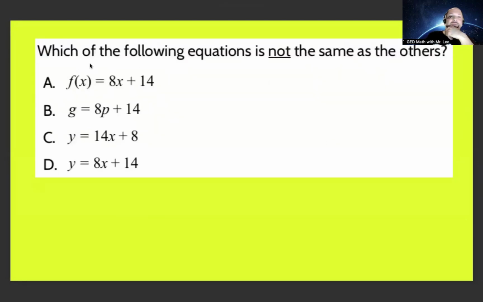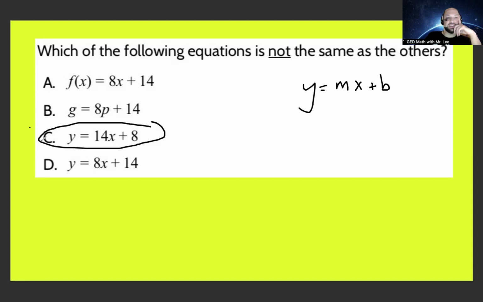This is kind of cool. On topic. Which of the following equations is not the same as the others? Well, none of them are exactly the same, but what's fundamentally different? Well, sticking with this concept of y equals mx plus b, we'll see that several of these have a multiplier of 8 and a one-time number of 14. But you notice this one, C, is different. This is the answer because it's different. These have a multiplier of 8. This has a multiplier of 14. These have a slope of 8. This has a slope of 14.